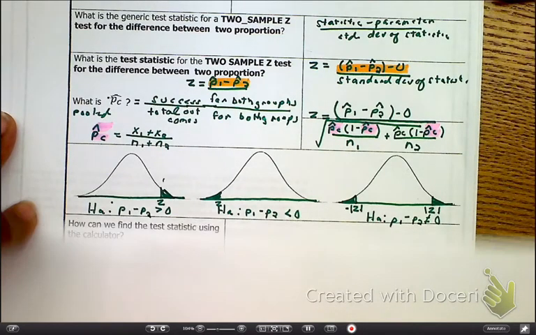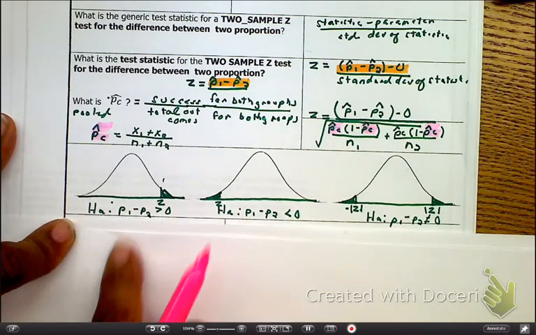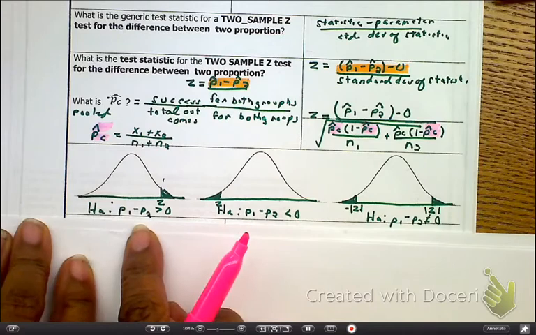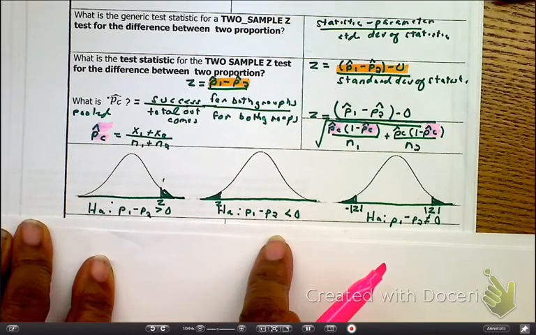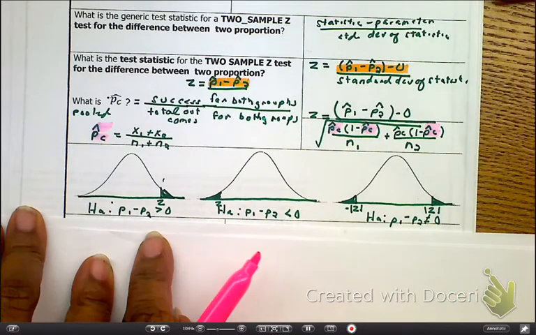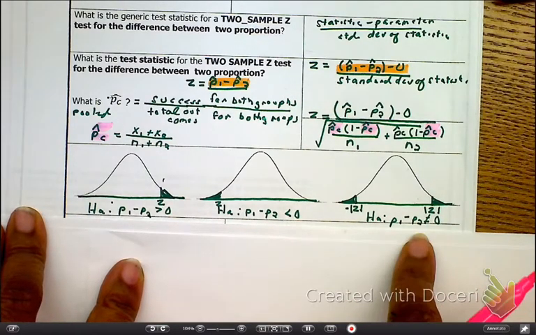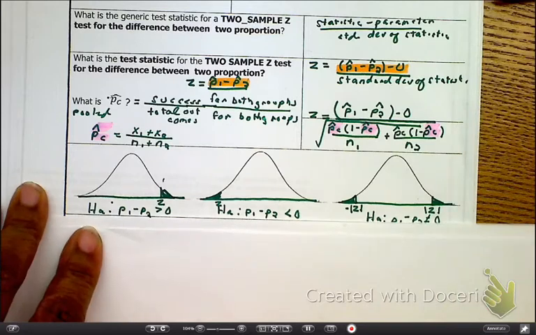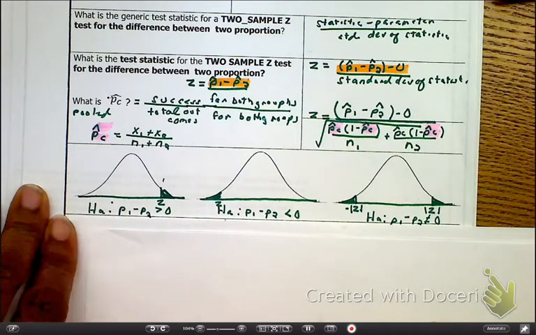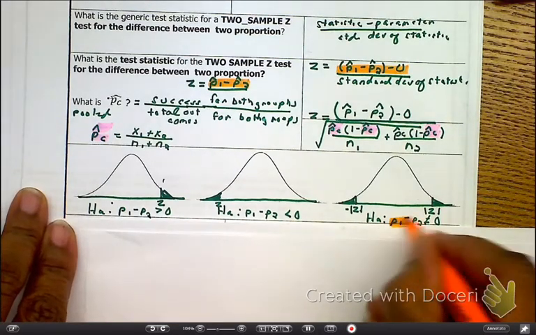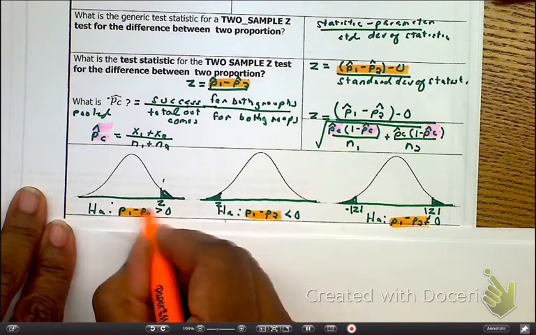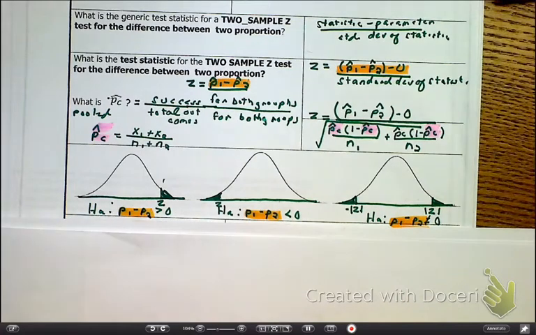As I wrap this up, I've got my three scenarios, just like I've had before. This is greater than, this is less than, this is not equal to. The only difference now is that I am looking at literally the difference of my proportions.